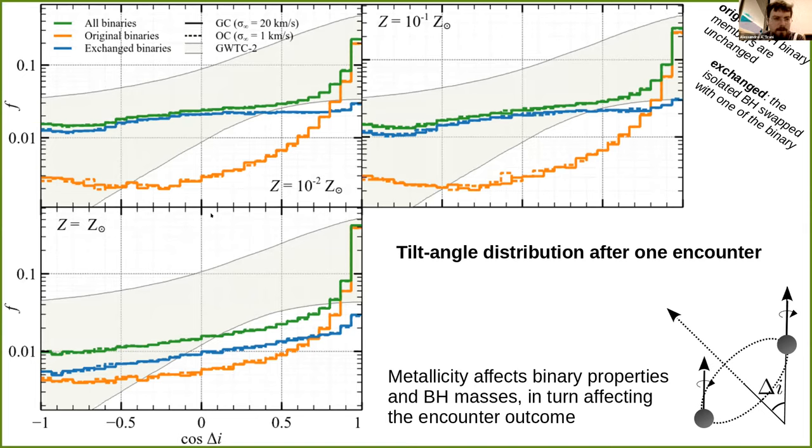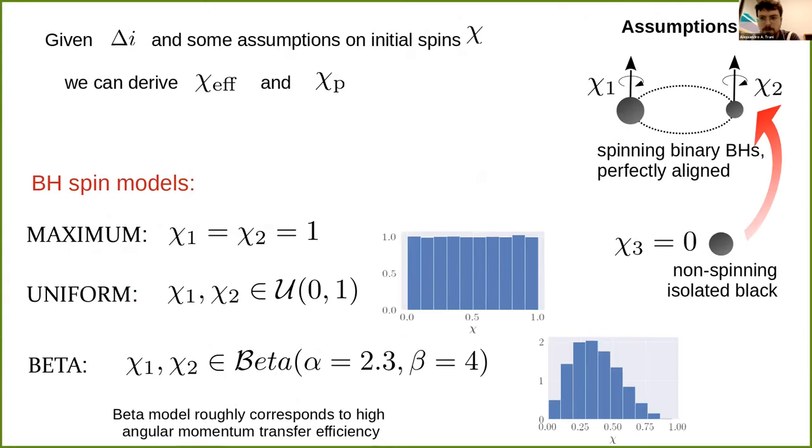And this is what I've been showing here for three different plots at different metallicities, which affect the mass spectrum of both binaries and single objects. And you see here, this is actually the cosine of the tilt angle. So it means that at one, the binary is still quite aligned, the black hole spins are still quite aligned with the orbit, while minus one means they're completely anti-aligned. And overplotted here is what was recovered or reconstructed from the first and second gravitational wave transient catalogs. And you can see I also separated the two populations of binaries: original binaries, which remain with the same binary members, and exchanged binaries, where one of the members is swapped with the single. And the distribution is quite different depending on which of these populations the binary comes from.